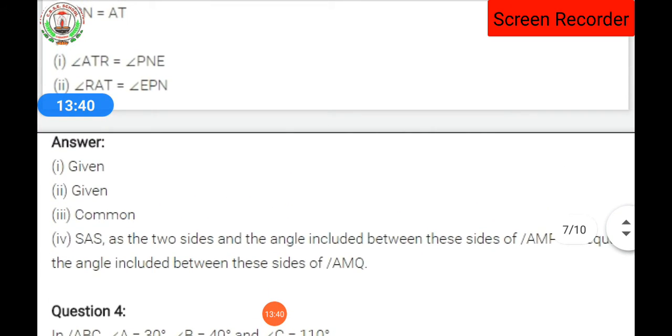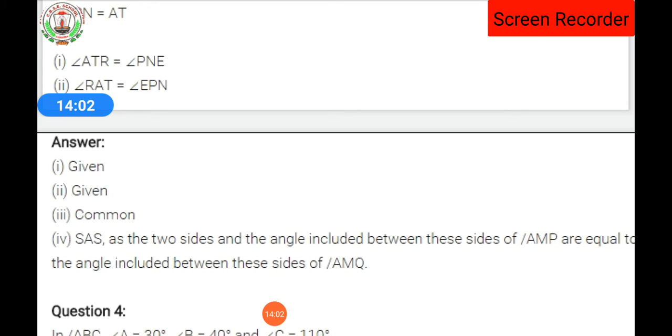So in question number 13, question number 3 is not printed. A box question is there, isn't it? You can look in your book. In that question it is asked that you have to give a simple reason by looking at the figure. Already the corresponding parts of the two triangles are given. You just have to tell the reason.